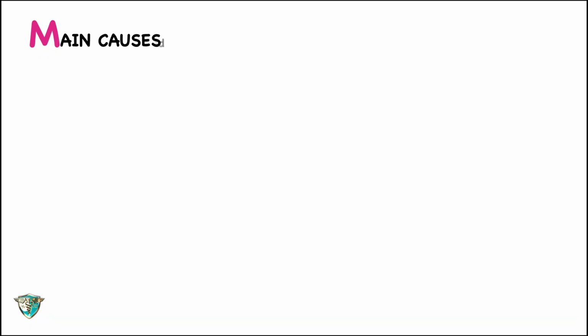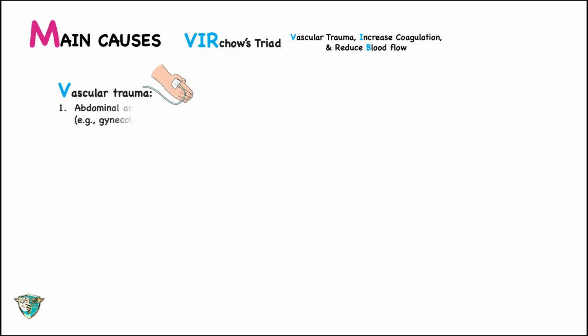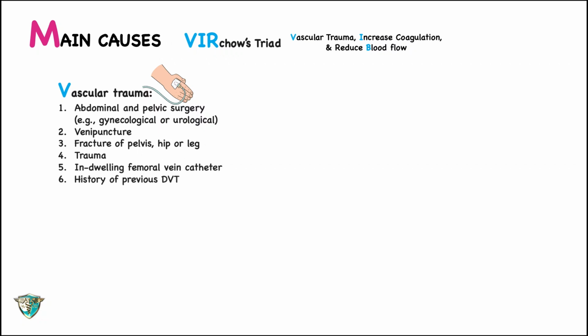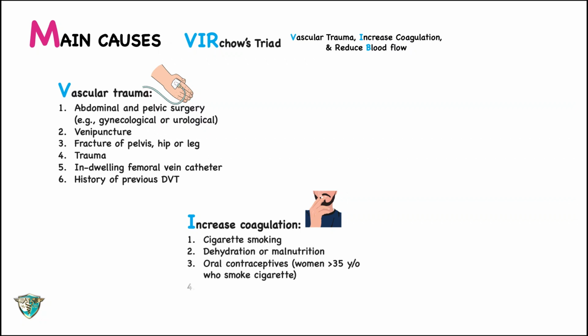In theory, Virchow's triad outlines 3 factors that predispose a person to develop vascular thrombosis. These factors encompass vascular trauma, increased coagulation, and reduced blood flow. Vascular trauma can arise from various sources, including abdominal and pelvic surgery, for example, gynecological or urological procedures, venipuncture, fractures of the pelvis, hip or leg, trauma, the presence of an indwelling femoral vein catheter, and a history of previous DVT.